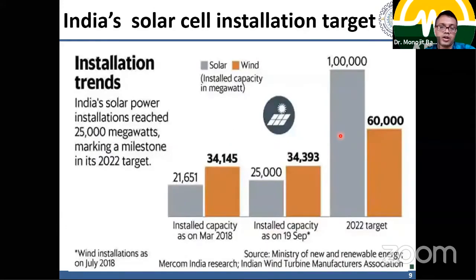And the same with India. This is a 2019 report. You can see almost 25 gigawatt power has been installed in India, and it has been projected that 100 gigawatt power will be installed by 2020, which will basically supersede wind energy generation.